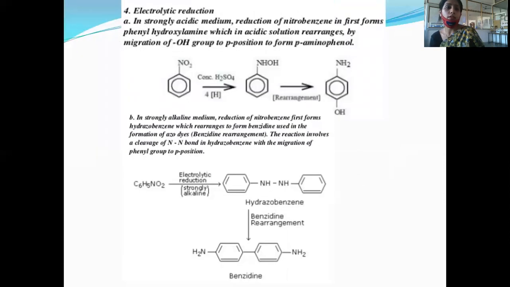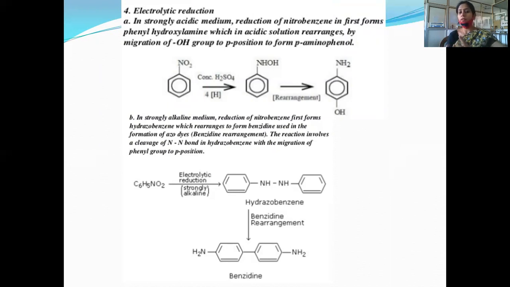The next one is the electrolytic reduction. So when we use a very strongly acidic medium, the nitrobenzene first gets reduced to the intermediate, that is hydroxylamine. Further, it gets rearranged in the acidic medium. And how does this rearrangement happen from the hydroxylamine? We know hydroxylamine is NHOH. So the OH group of the hydroxylamine goes to the other position, rearranges, and it gives an aminophenol derivative.